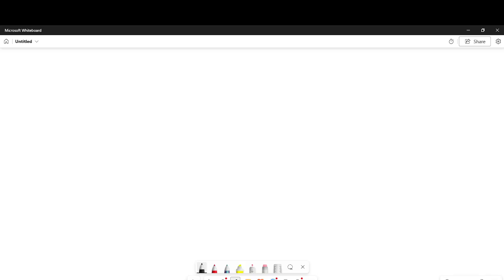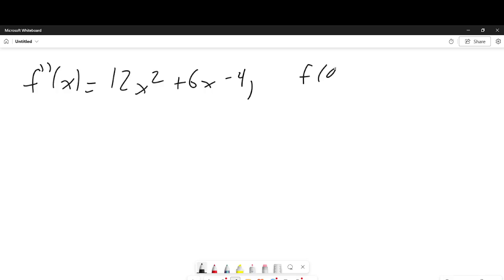All right, I have f double prime of x equals 12x squared plus 6x minus 4. I have f of 0 is 4. And f of 1 is... my screen's cut off here. Sorry about that. F of 1 is 1.